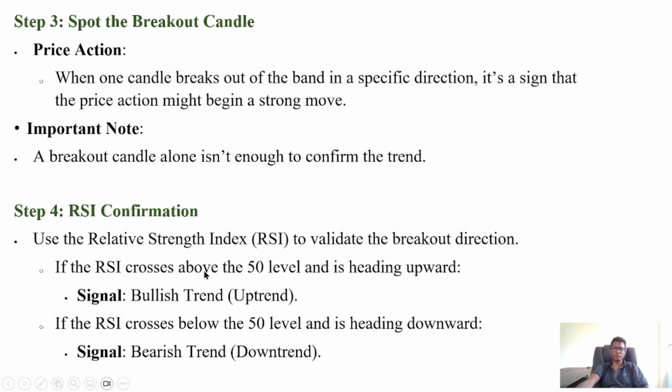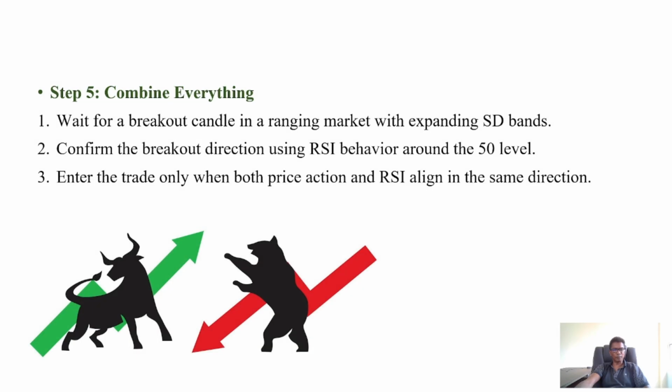If the RSI crosses above the 50 level and is heading upward, it signals a bullish trend. If the RSI crosses below the 50 level and is heading downward, this signals a bearish trend. Now let's summarize the 5 steps, combining everything.